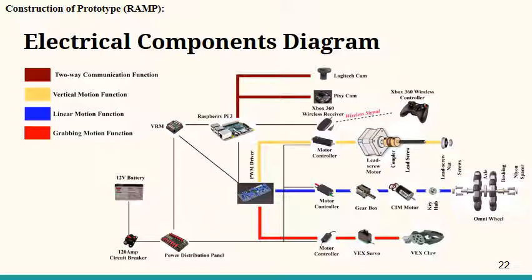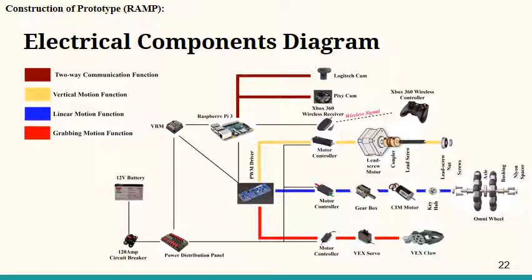The main power source we use is a 12-volt battery, and the 12-volt battery is connected to the circuit breaker. In case of emergency, like something burning, we can shut down the robot right away. It is also connected to the VRM and the power distribution panel. The power distribution panel gives power to the devices that use higher voltage, and the VRM gives power to the devices that use lower voltage, which are the Raspberry Pi and PWM driver.